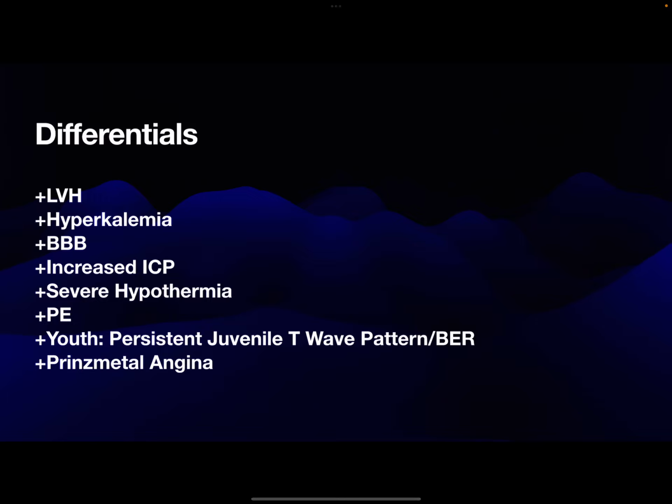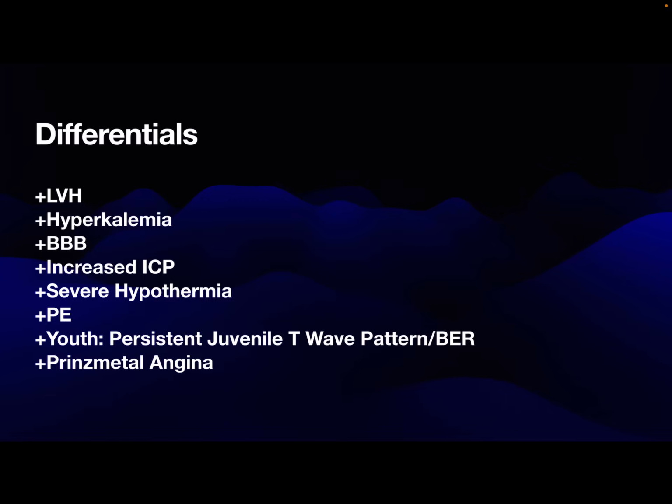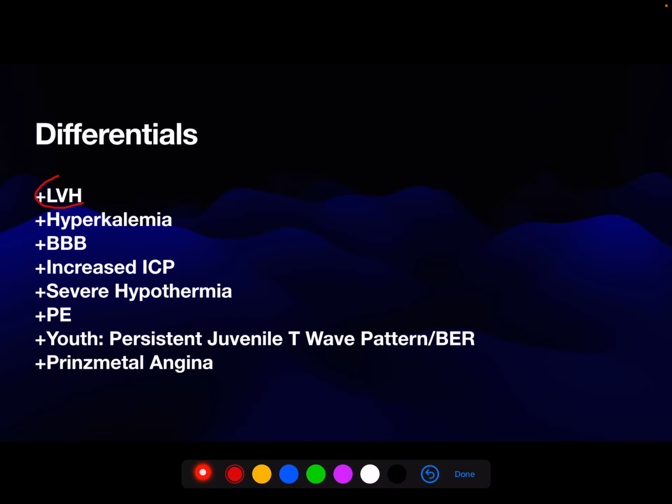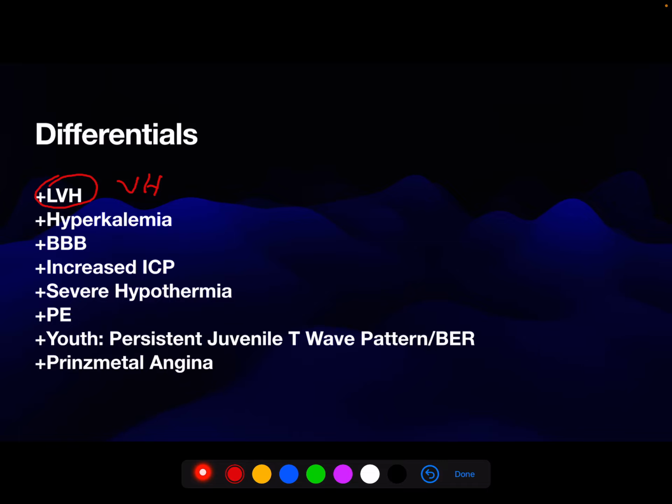Now, with that in mind, there are some differentials you want to think about that can cause alterations of T wave morphology and may masquerade as a hyperacute T wave. These are some of the more common ones, and this is not a complete exhaustive list, but these are some you want to be thinking about when you see T wave changes. So left ventricular hypertrophy, or LVH, and ventricular hypertrophy in general, can cause some changes as well.